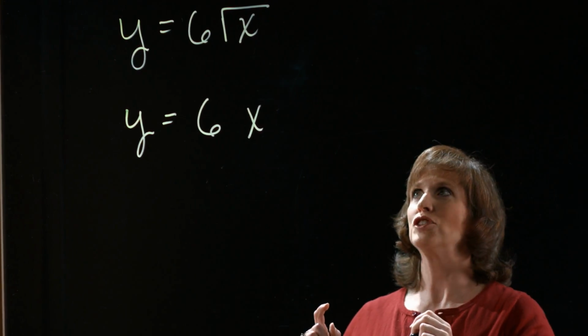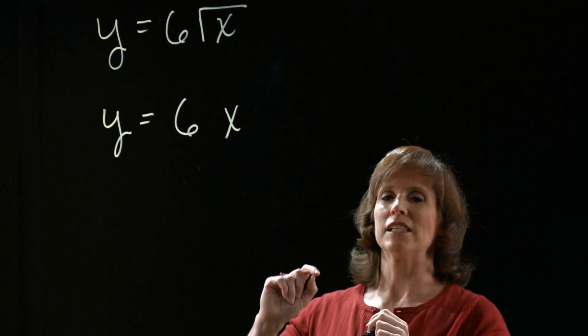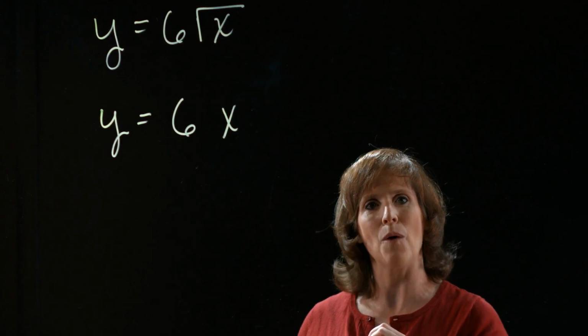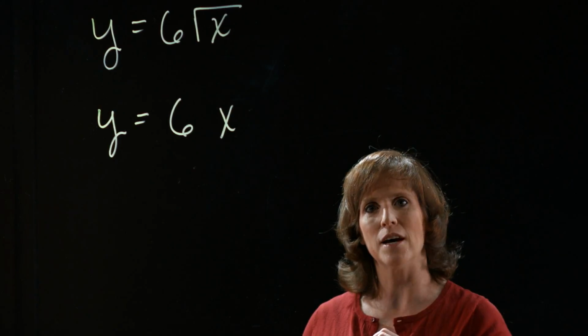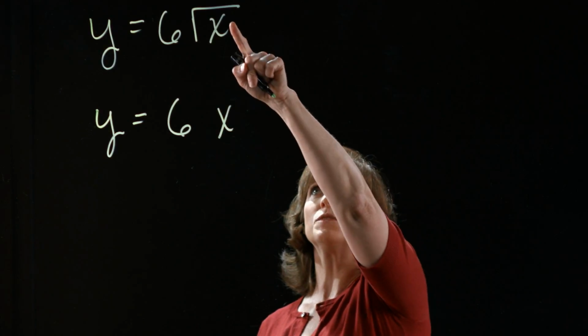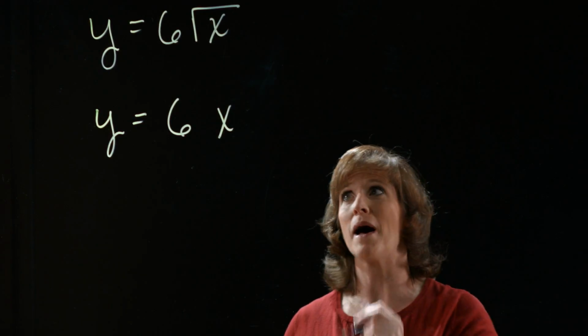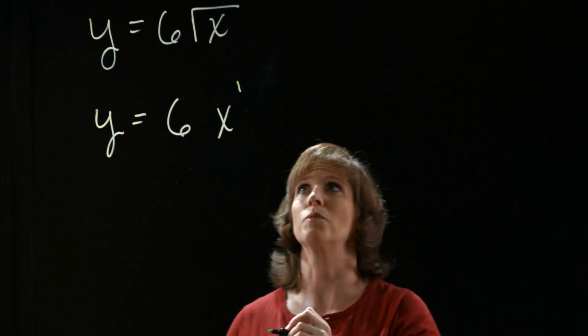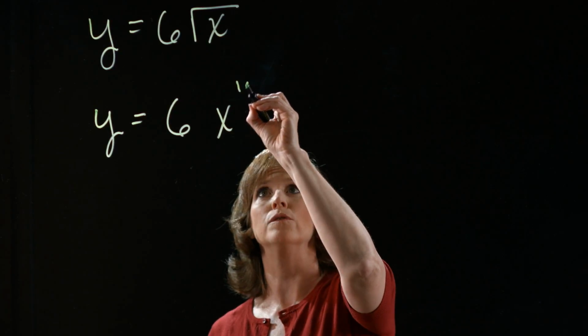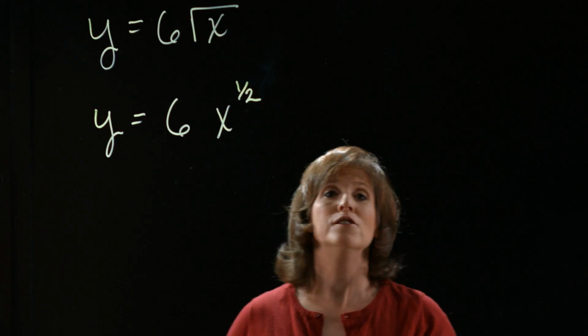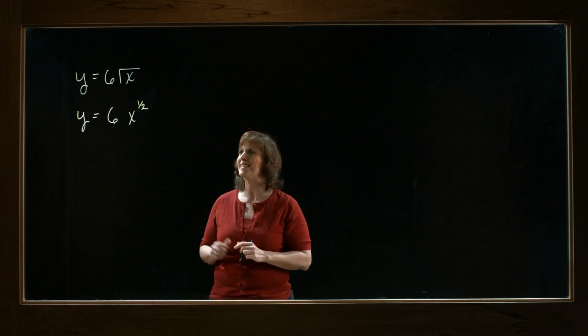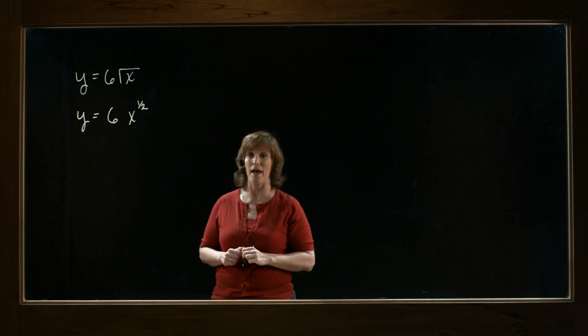Now, if you recall from algebra, when you use a fractional exponent, the numerator tells you what power you're using. The denominator will tell you what root you're using. So in this particular case, x is raised to the first power. So the numerator of my fraction will be 1. I'm taking the square root, so the denominator will be 2. So 6 times x to the 1/2 is exactly the same thing as 6 root x.